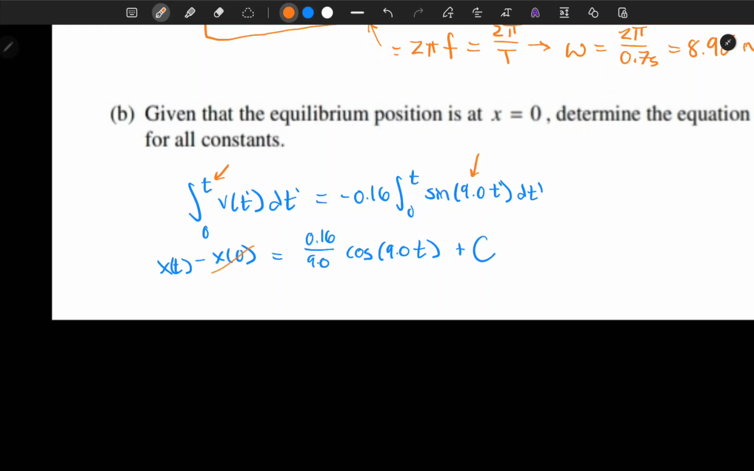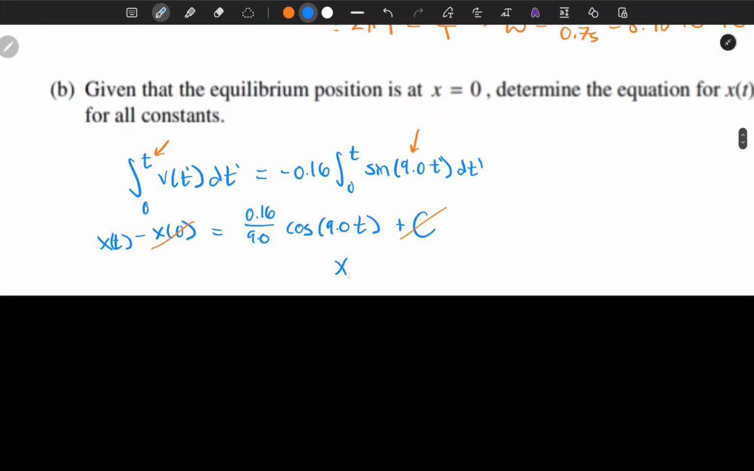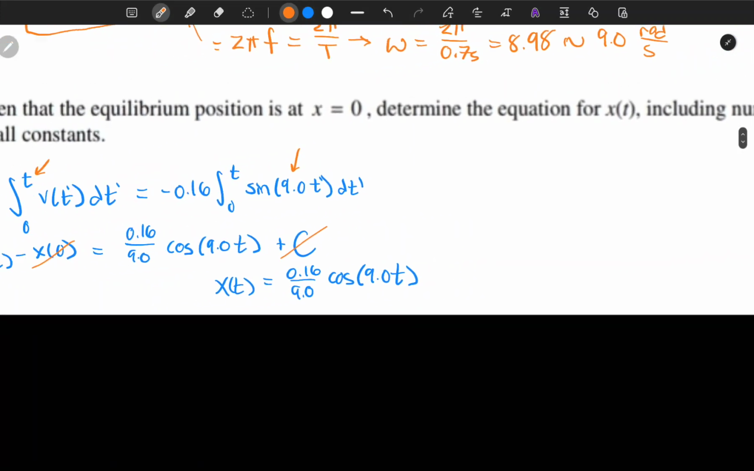Next, assuming that x of 0 and the c constant cancel each other out, we get that x of t is equal to 0.16 divided by 9.0 times cosine of 9.0 t, which is the equation for x of t.